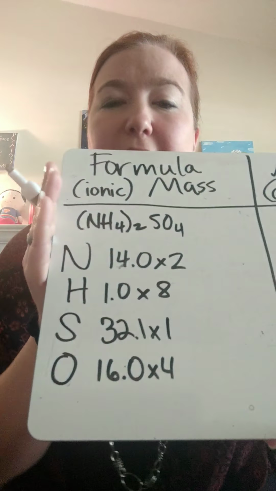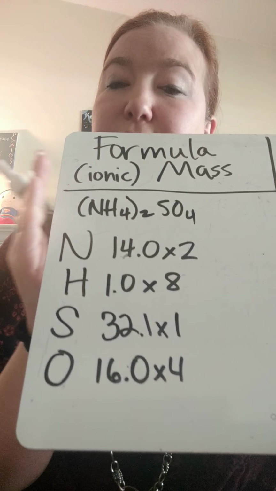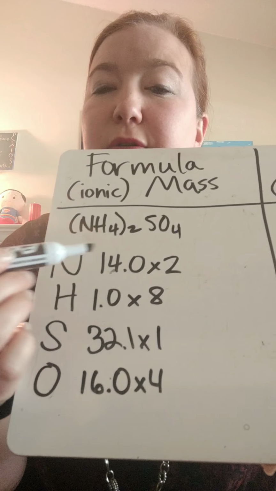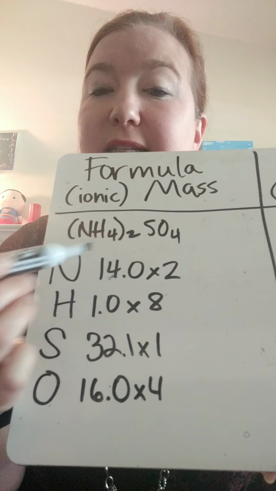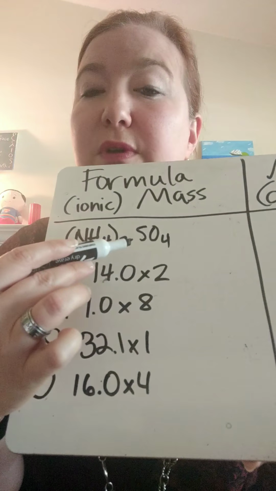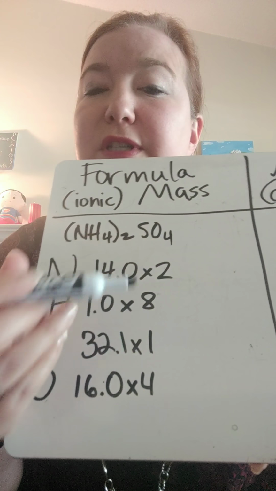Okay, so I have 14.0 times 2, because of that 2 on the outside of the parentheses. I have 1.0 times 8, because 2 times 4 is 8. I have 32.1 times 1, because there's only one sulfur. And I've got 16.0 times 4, because there's 4. So I'm going to multiply.